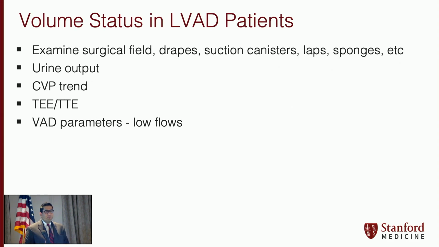So how do you evaluate volume status in LVAD patients? As usual, you can examine the surgical field, drapes, suction canisters, laps, and sponges. You can also trend the urine output. You can trend your CVP if you have one, and use TTE or TEE. And you can also look at some of your VAD parameters. If you're having low flow alarms, that can also indicate some hypoperfusion and a low volume state.